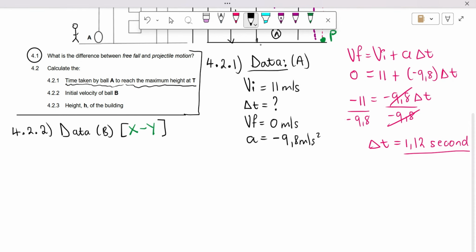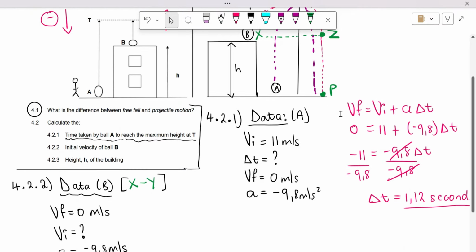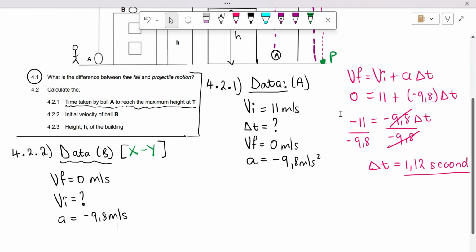What else do we know? If that's the case, then I need to have something like this. The final velocity must obviously be 0 meters per second because at point Y, we also have point T, which is the maximum height. The initial velocity is what I am trying to calculate, so it's unknown. Do I have the value of A? Yes, I know that A is a negative 9.8. Remember, it does not change once you have established a positive direction. A is affected by that direction and it stays the way it is from the beginning until the end of all your questions.